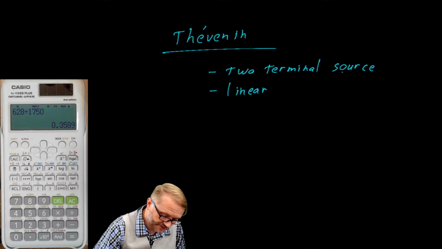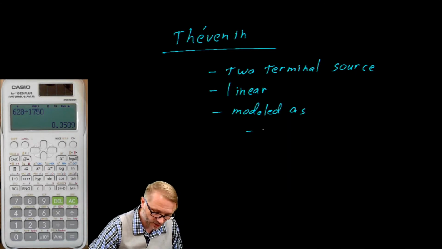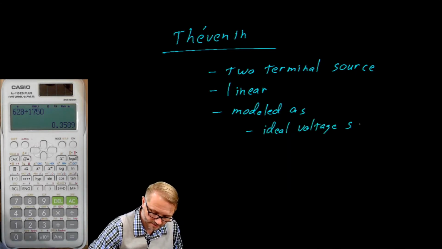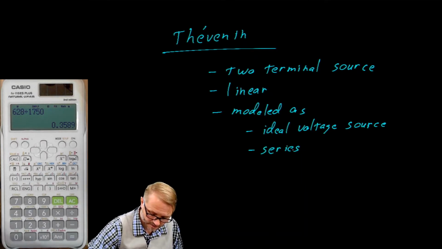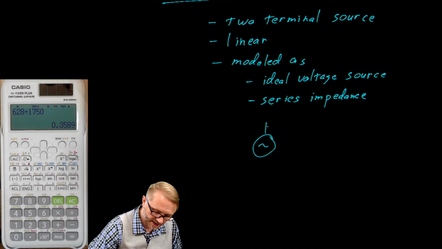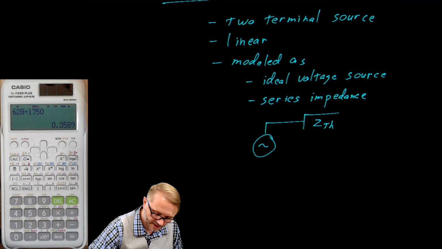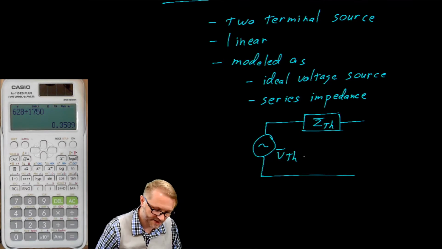Anyway, a two-terminal source that's linear may be modeled as an ideal voltage source with a series impedance. That means it looks something like this. We can talk about a Thevenin impedance. We can talk about a Thevenin voltage.